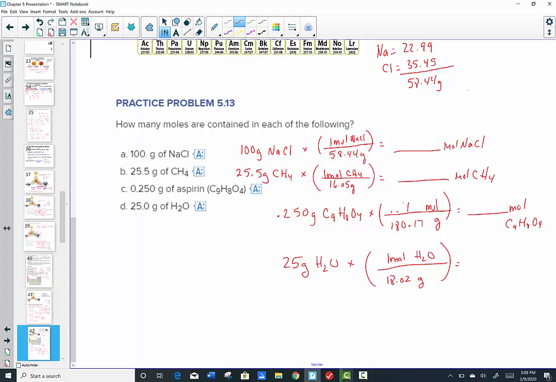100 divided by 58.44. That's 1.71. 25.5 divided by 16.05, 1.59. 0.25 divided by 180.17, 0.00139. I'm rounding there. And 25 divided by 18.02 is 1.39. Now those were you checking your work. You didn't cheat yourself, you worked ahead, and you just checked your answers with me. How'd you do?